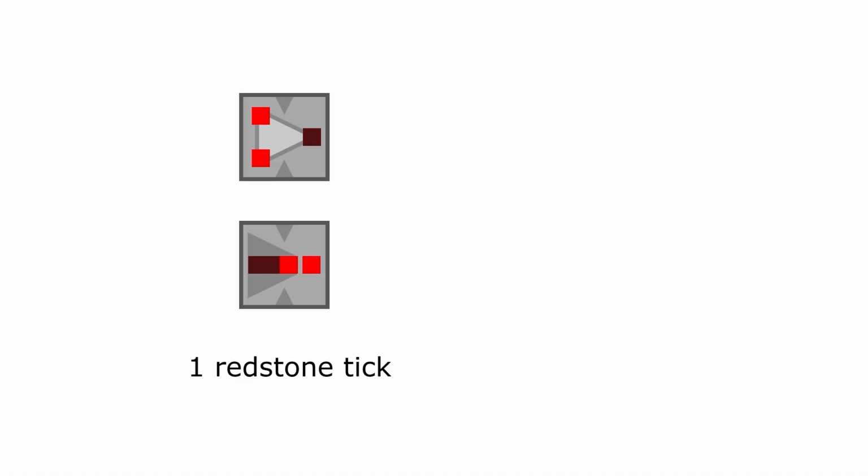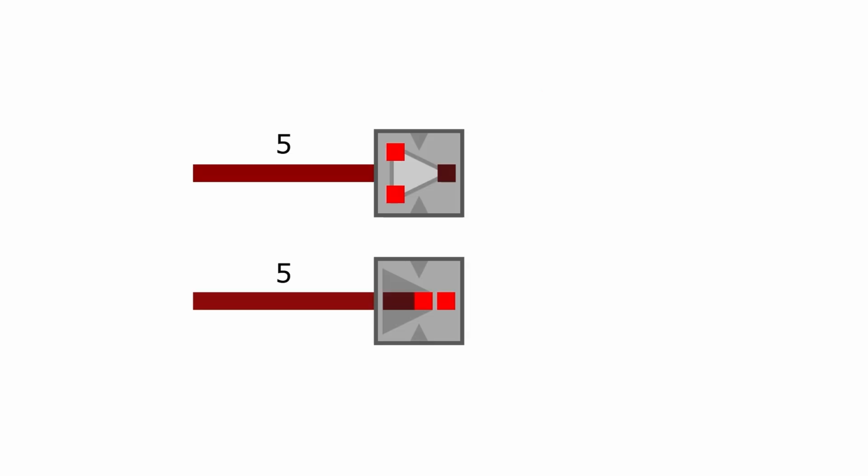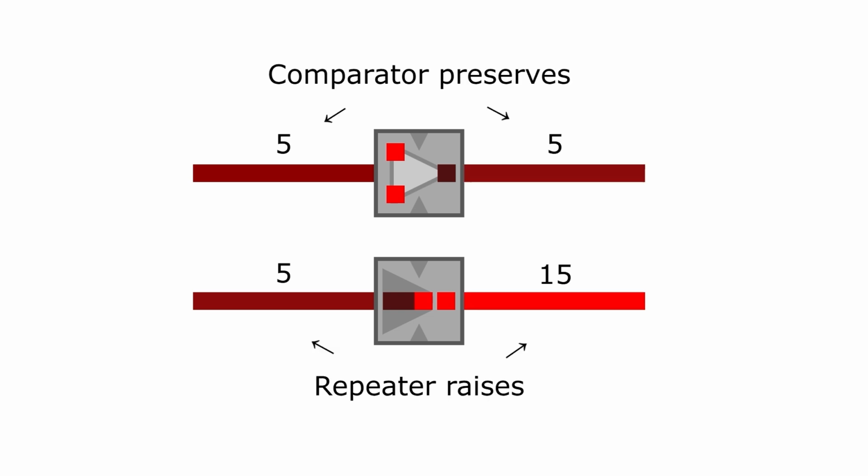Like a repeater, a comparator adds 1 redstone tick of delay between its input and its output. Unlike a repeater, you can't raise the delay, it's always 1 redstone tick. And also unlike a repeater, a comparator that takes a redstone signal in as its input will output the same signal strength 1 redstone tick later.